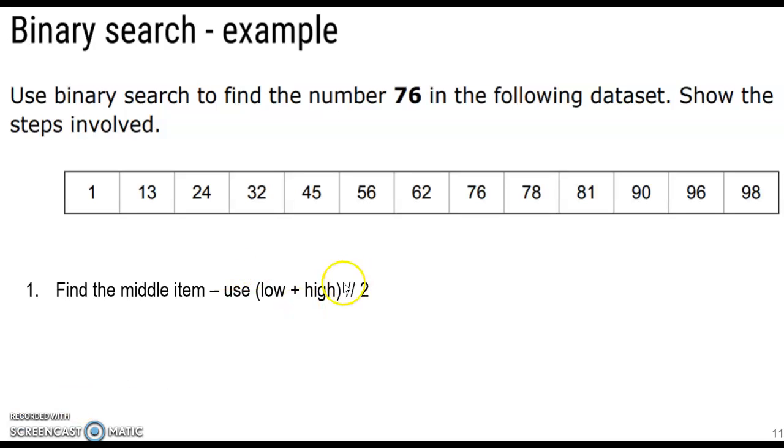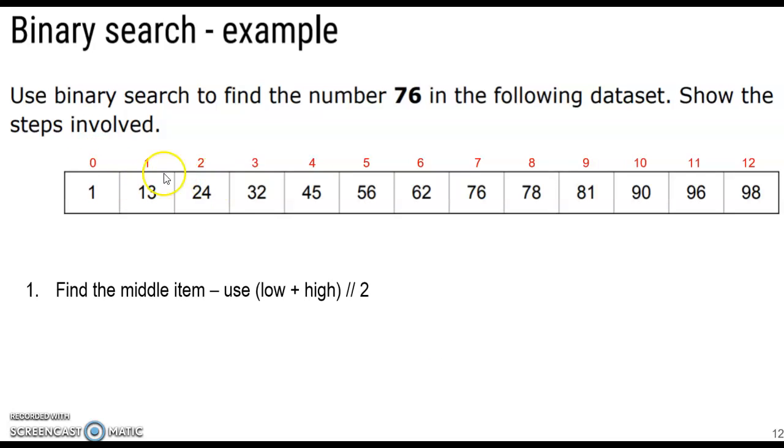Now that we understand what floor division is, let's get back into the algorithm here. So, we have our list initialized, we have our search item, which is 76, and step 1, find the middle item, and we're going to use this low plus high floor division 2. So where does the low plus high come out of?